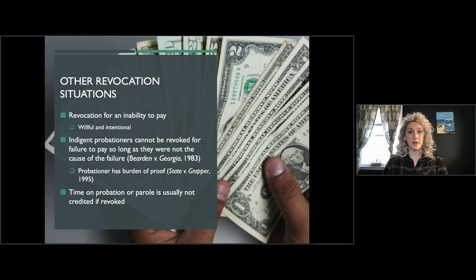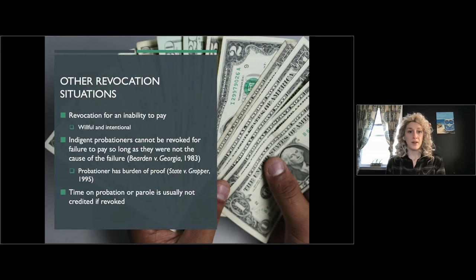So, say an offender has a job and just doesn't have enough money to make those payments because they're trying to pay their rent, their car bill, maybe they owe child support. So it's not willful and it's not intentional, they simply don't have the funds. However, say a probationer does not have a job, is not trying to find a job, and therefore is unable to pay, then their probation could be revoked. But in these cases where a probationer is claiming that they're indigent, they have the burden of proof of proving that they are indigent and that they cannot pay.